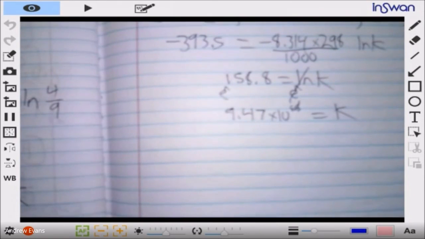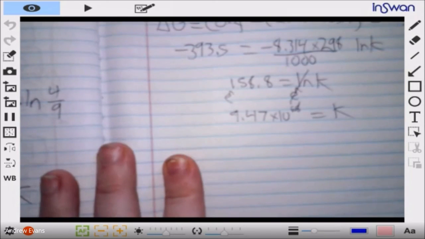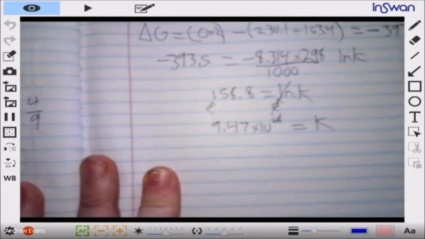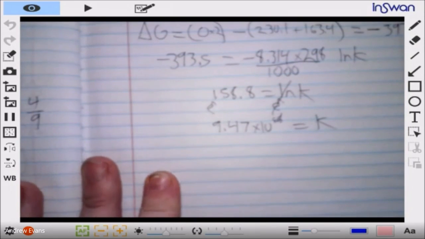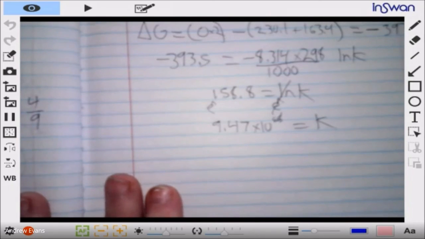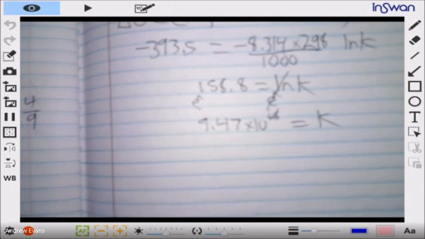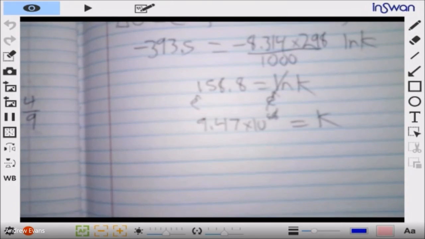But this one, oh, sorry, need to make sure it's on screen. You would get 9.47 times 10 to the 68th power. Not sure how clear that is, but 10 to the 68th power. So what does it say about this reaction? Holy cow, this reaction is very, very product favored. Ozone will naturally degrade really, really easily in the presence of monatomic oxygen.